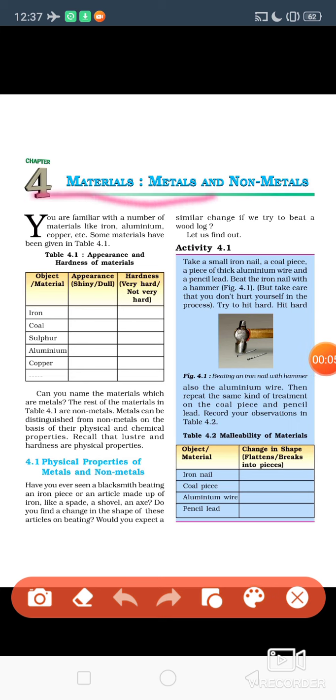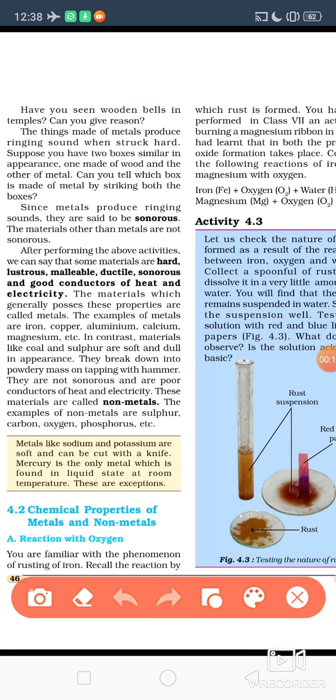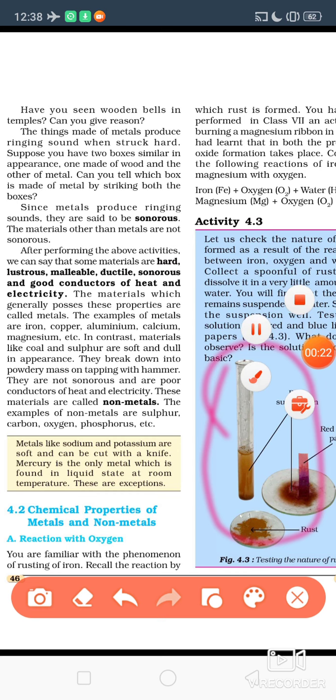So, we are going to continue with the chapter 4 materials, metals and non-metals. Last time we have seen these experiments: the oxides of metals or non-metals are acidic or basic in nature. Last time we had done the experiment and we have seen that the oxides of non-metals are acidic and oxides of metals are basic in nature.